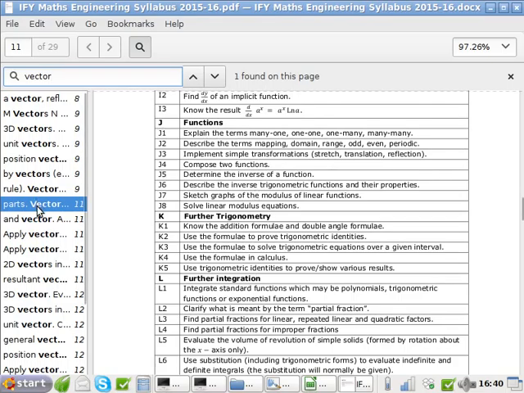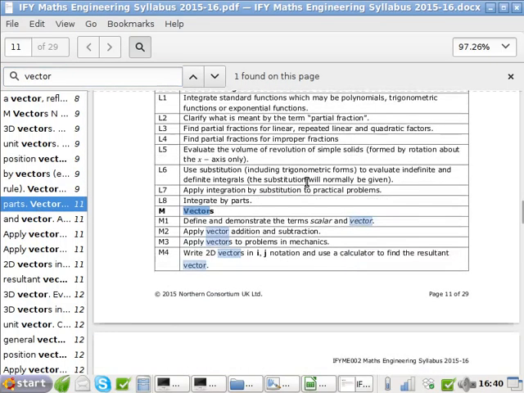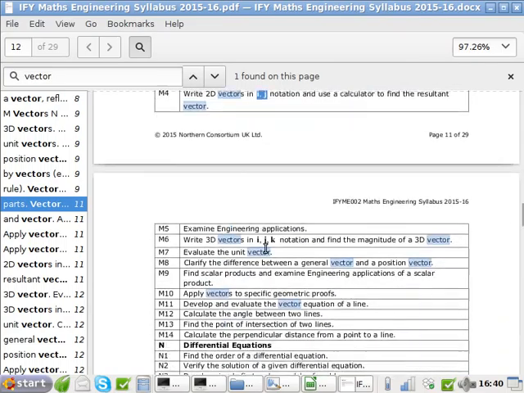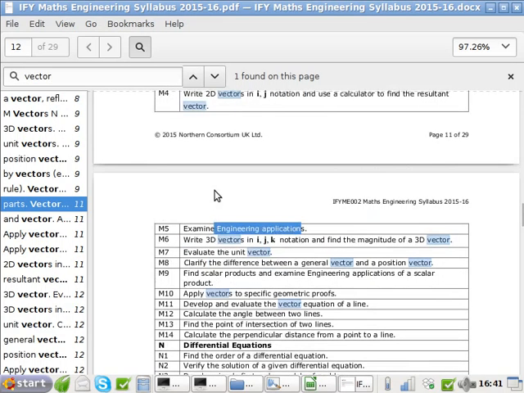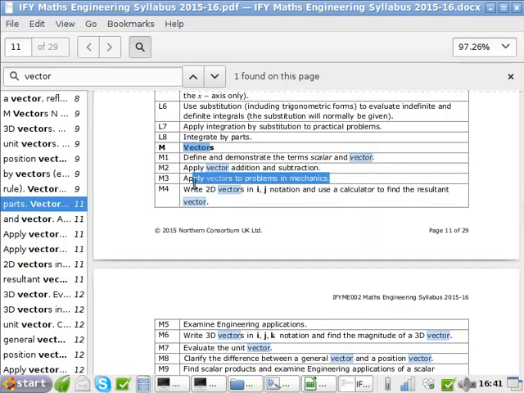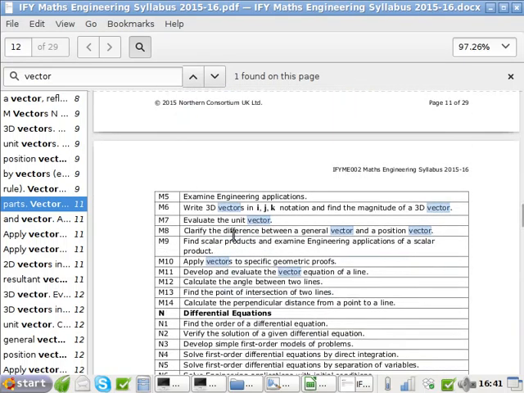Now let me show you the syllabus part on vectors, for maths. So if I just jump down to vectors. Here we go. Scalar and vector. Vector addition and subtraction. Now look, this is what we're actually doing today: apply vectors to problems in mechanics, by practical problems. That's today's lesson. Write vectors in i and j form, which we've done. We've done 3D vectors.